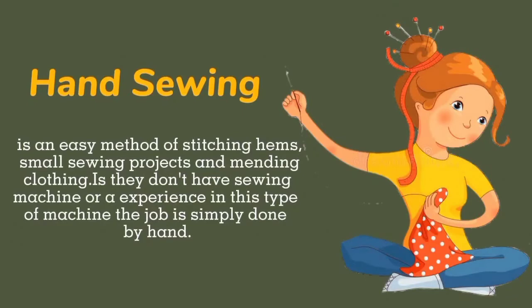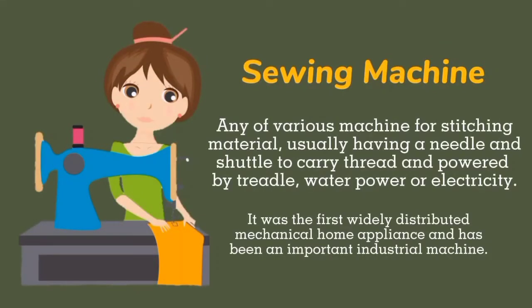Hand sewing. Hand stitching is an easy method of stitching hems, small sewing projects, and mending clothing. If you don't have a sewing machine or experience in this type of machine, the job is simply done by hand. Sewing machine: any of various machines for stitching material, usually having a needle and shuttle to carry thread and powered by treadle, water power, or electricity. It was the first widely distributed mechanical home appliance and has been an important industrial machine.